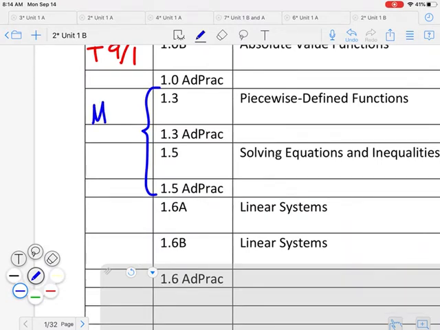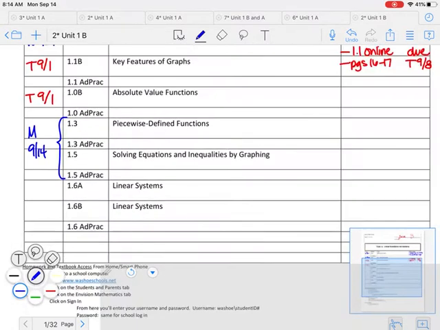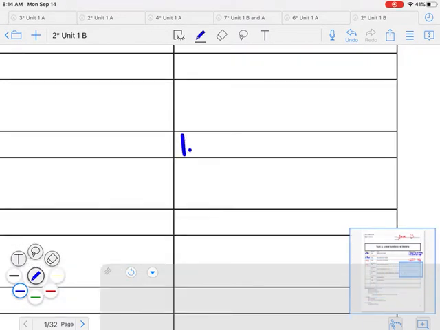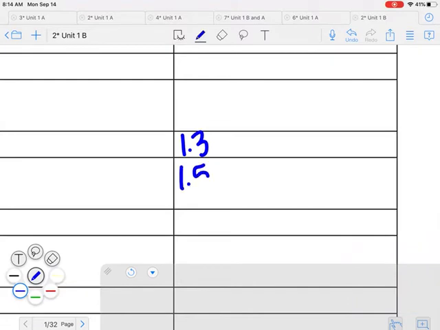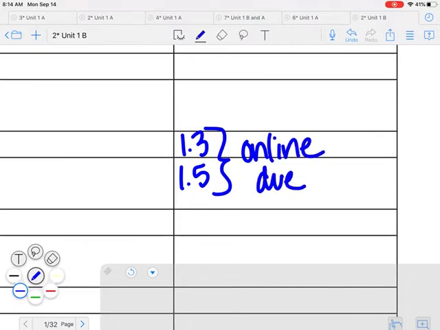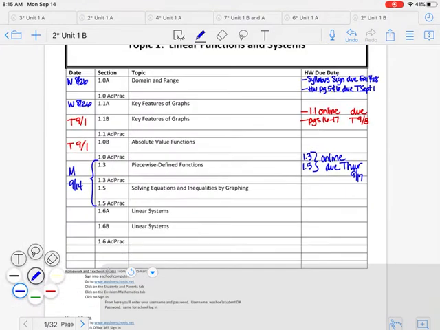Today is, what did I just say? Monday, 9/14. And so your homeworks are the online homeworks for 1-3 and 1-5 on Envision, and those will be due Thursday at midnight because we see each other again on Friday. So Thursday 9/17 is when these will be due.